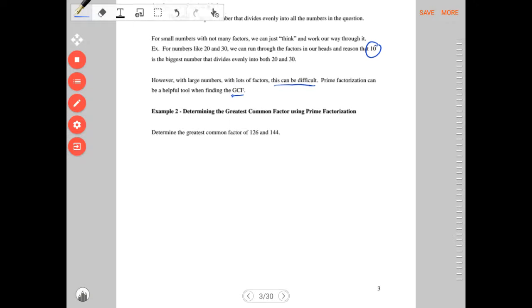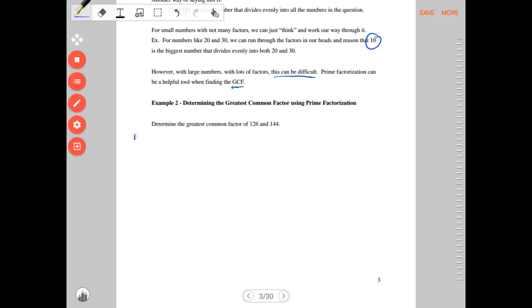So for 126, let's write over here. 126 is even, so it's divisible by 2. That's 2 and 63. To get the 63, we just go 126 divided by 2. Then 63 is 7 times 9, and 9 is 3 times 3. So the prime factorization here is 2 times 3 times 3 times 7, or 2 times 3 squared times 7.